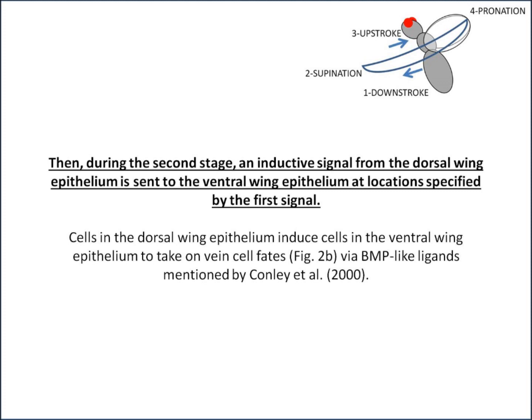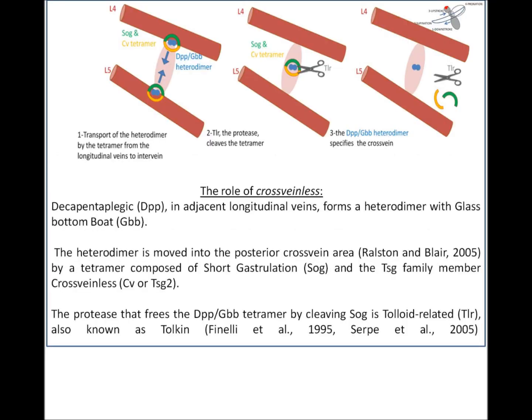Looking a bit more closely at BMP, how does it set up the crossveins? So decapentaplegic, DPP, which is the bone morphogenetic protein or BMP homolog in the fly, is a long-range signal that specifies the position of posterior crossveins.